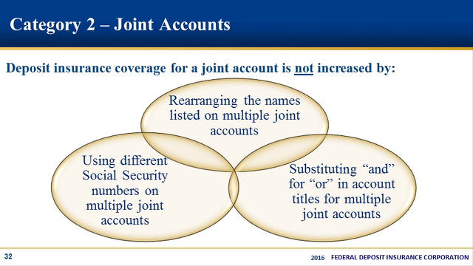And the third misconception is that substituting conjunctions on different joint accounts will increase coverage. So, for example, if one account is titled John and Mary, and the second account is titled John or Mary, both of these accounts are added together in calculating deposit insurance coverage. Using different conjunctions on different accounts does not increase coverage.